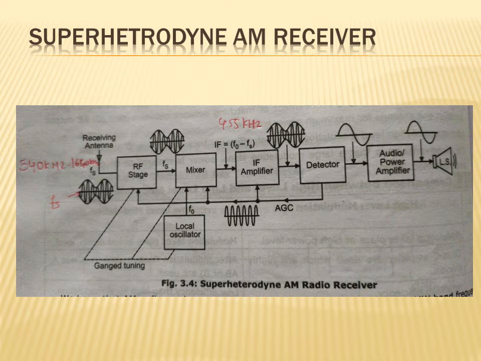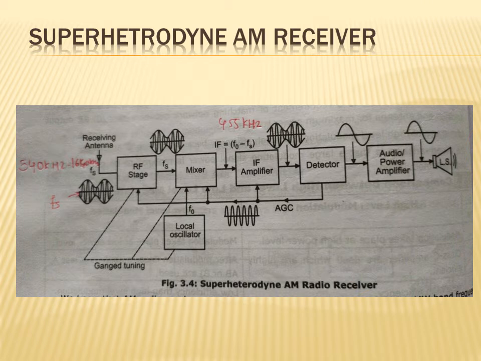It is used to collect signals from different transmitting antennas within a frequency range of 540 kilohertz to 1640 kilohertz. The function of the receiving antenna is to collect the signals from different transmitting antennas within a frequency range of 540 kilohertz to 1640 kilohertz.